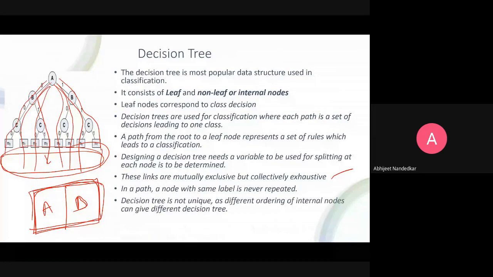A decision tree is not unique, as different ordering of internal nodes can give different decision trees. So it's not like that only one tree you will get for a given problem. You can have different structures of trees, and they may solve your problem. So there may not be a unique solution. If you change the order of these internal nodes, then your tree will look different.